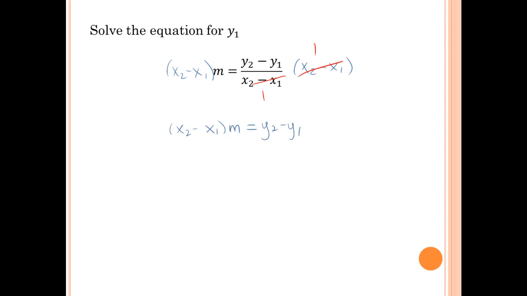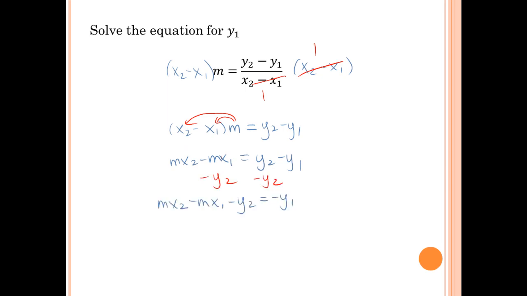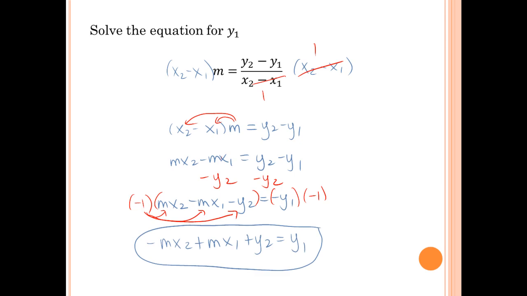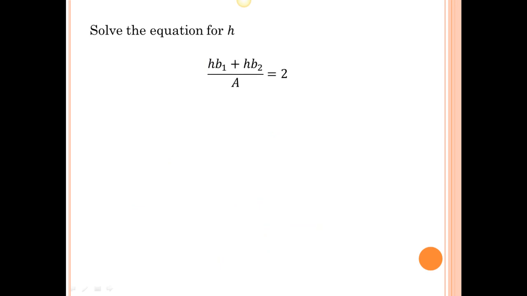Now I will distribute the m, so our equation will look like mx2 minus mx1 is equal to y2 minus y1. Now we want to get y1 by itself, so we'll subtract y2 from both sides to get this. Lastly, we can get rid of the negative by multiplying both sides by -1. And after distributing the -1, we get our final answer of negative mx2 plus mx1 plus y2 is equal to y1. Let's try another example.